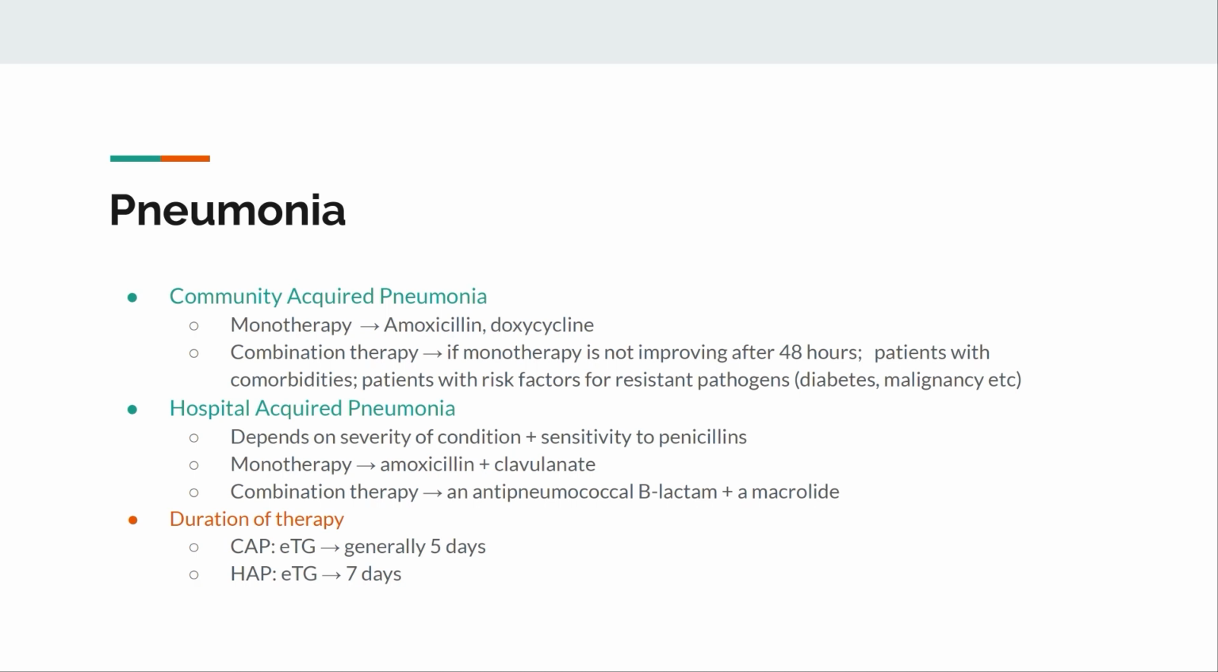And then for duration of therapy, eTG pretty much just has, for most of the community acquired, 5 days. Hospital acquired is usually 7 days, even if it's mild, intermediate, or severe.